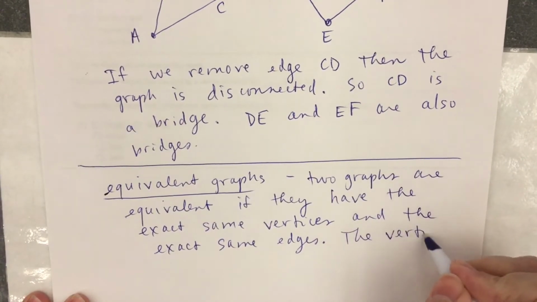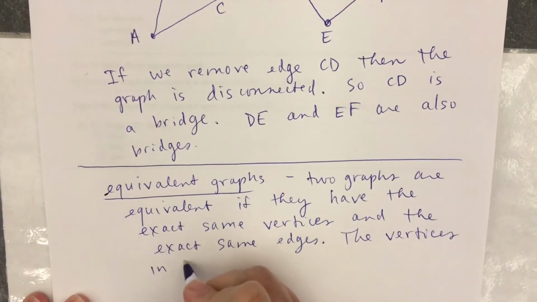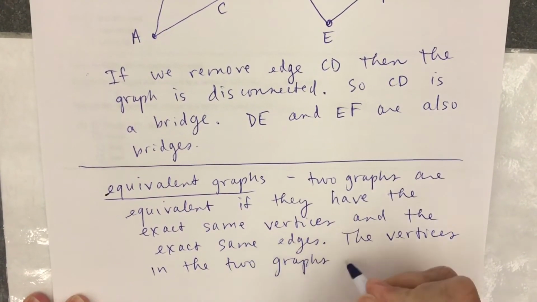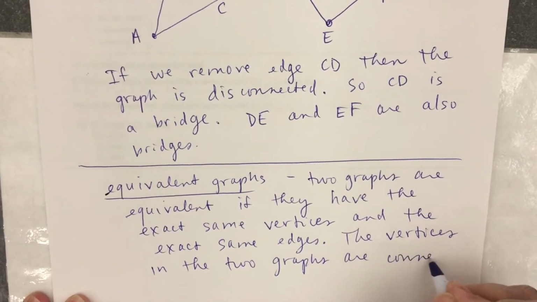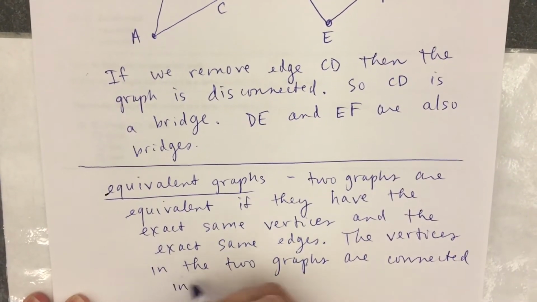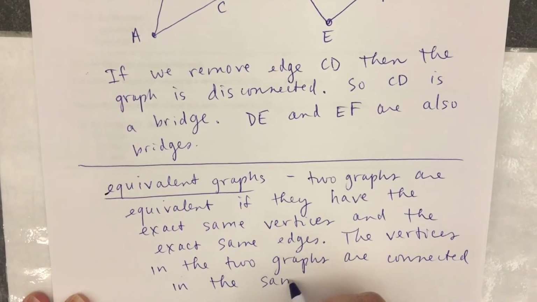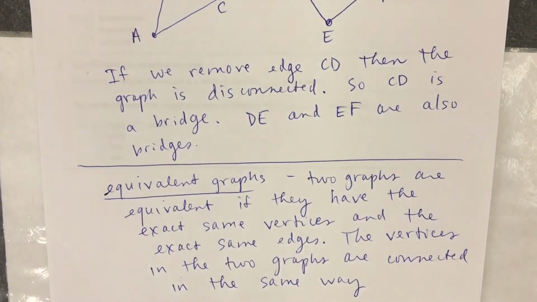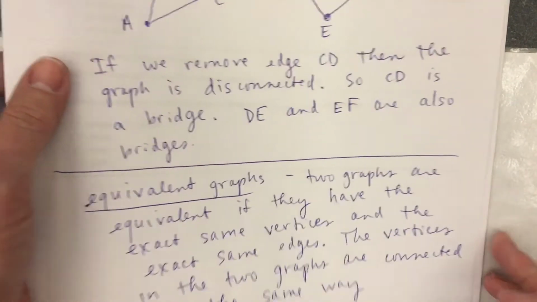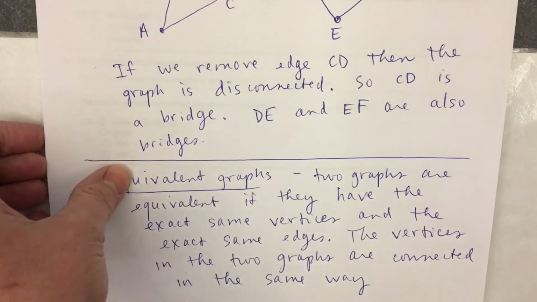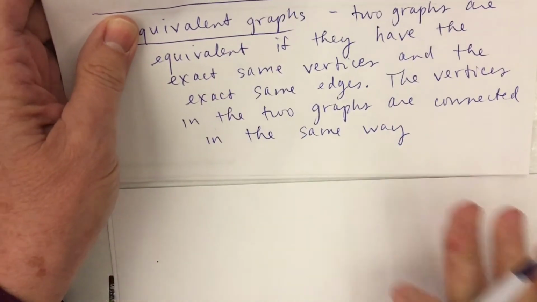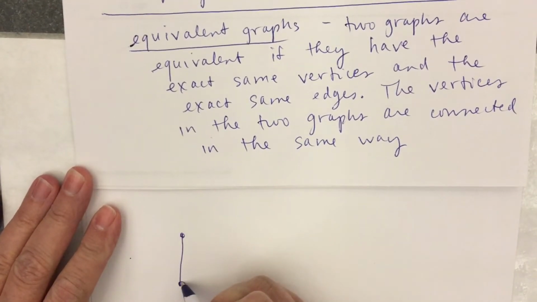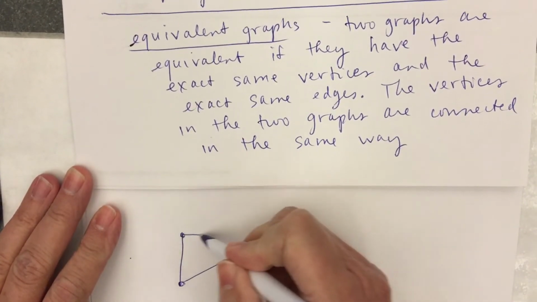The vertices in the two graphs are connected in the same way. I'm going to draw a little picture of two graphs that are going to be equivalent. I can just make up something for the first graph.